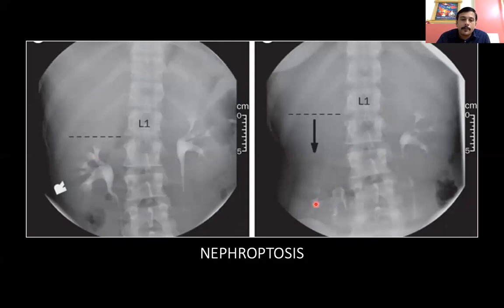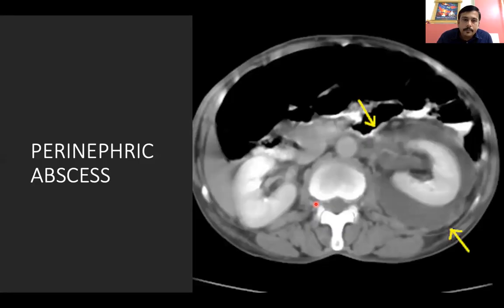This is called nephroptosis. Ptosis means drooping or downward displacement. So nephro is kidney, so nephroptosis. So this is another condition, perinephric abscess. You can see this, the right kidney here. So around the right kidney, there is a large collection of fluids. That is the perinephric abscess.